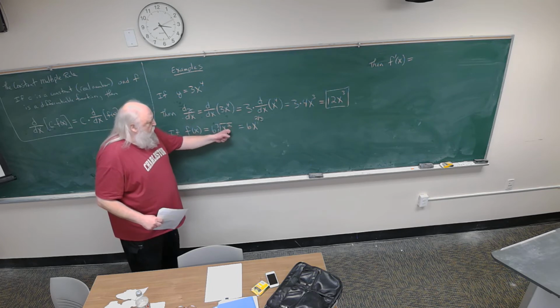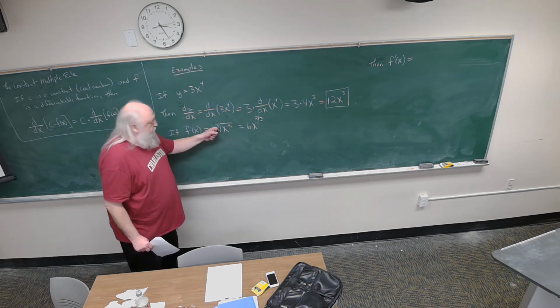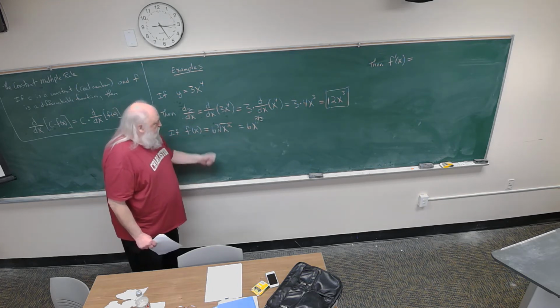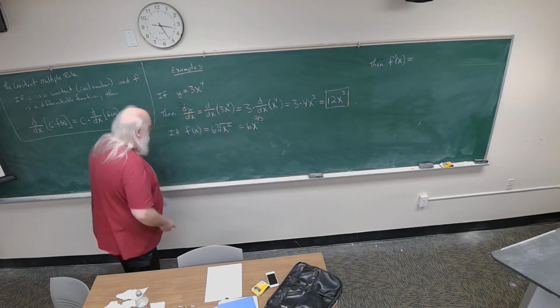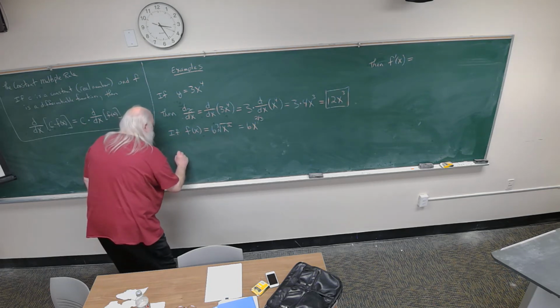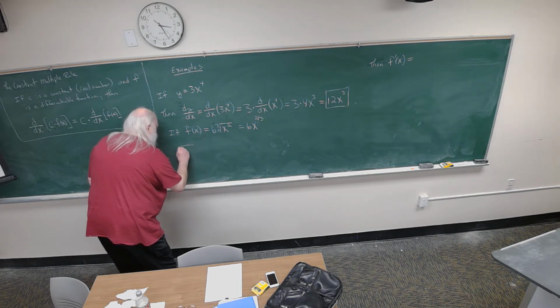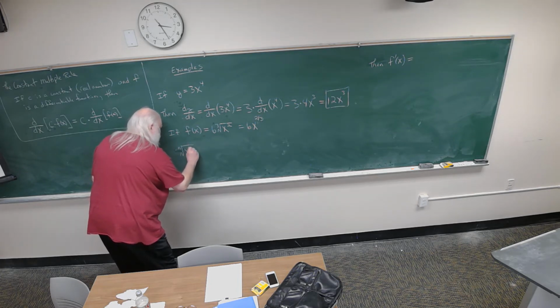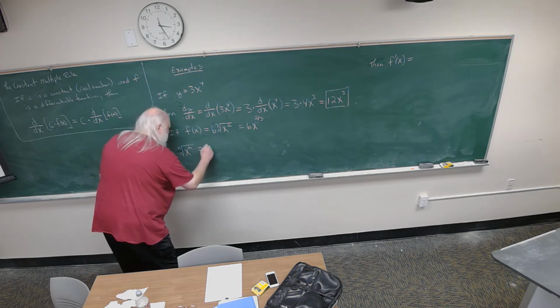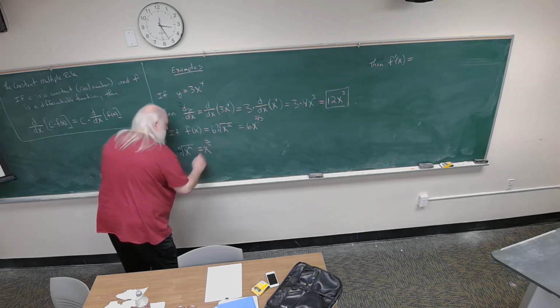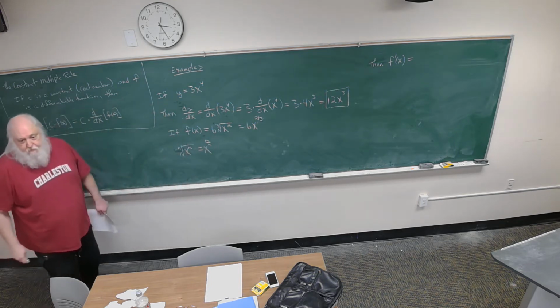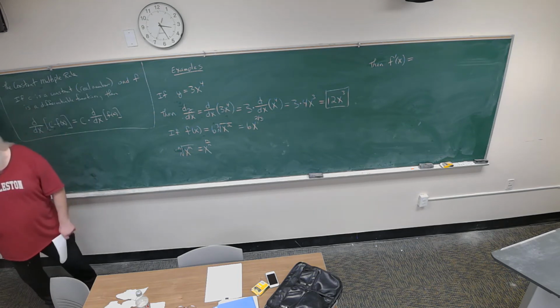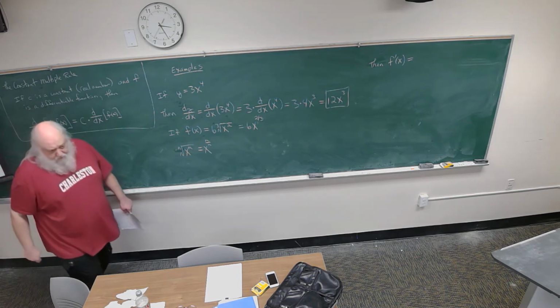Two is the exponent on the variable x, and 3 is the root. And so whenever you have the nth root of x to the m power, that's x to the m over n power. Okay, we did this in pre-calculus just a couple of days ago.